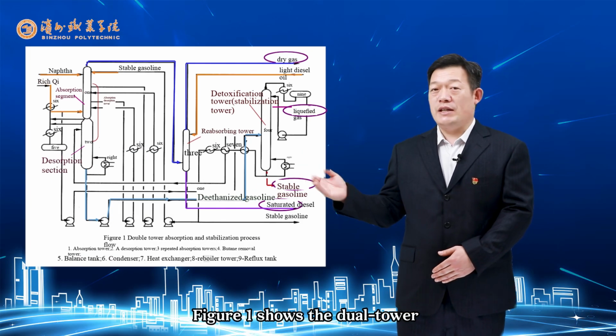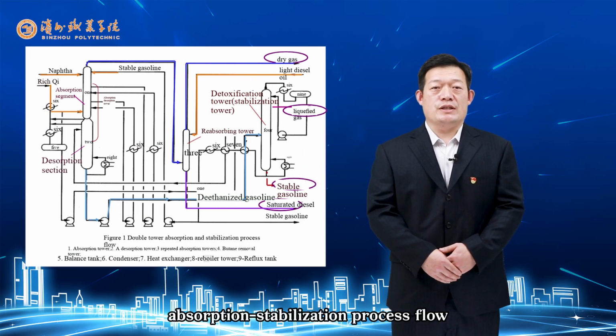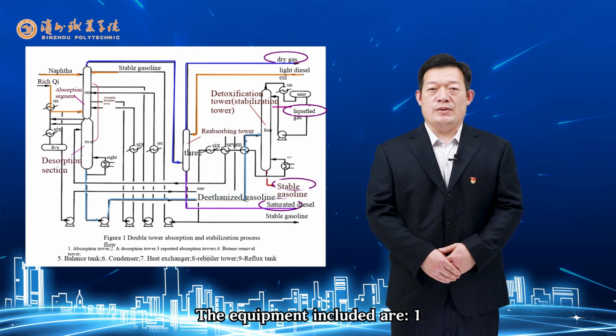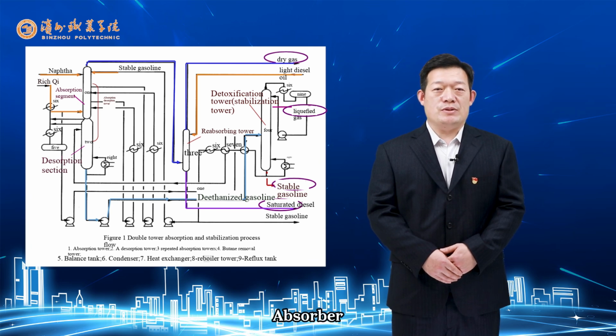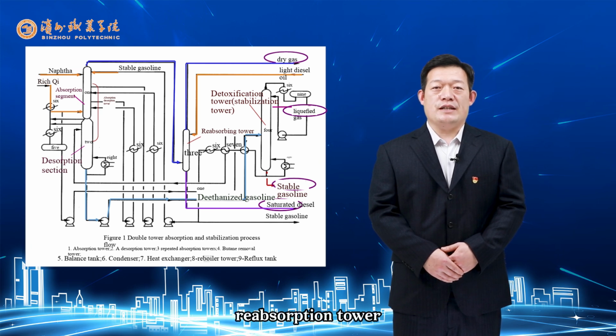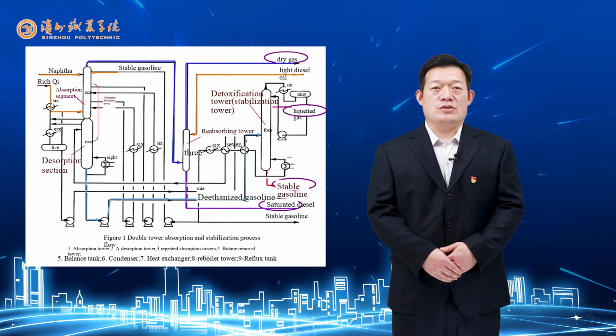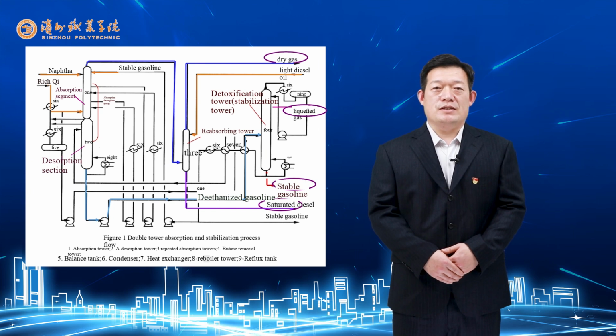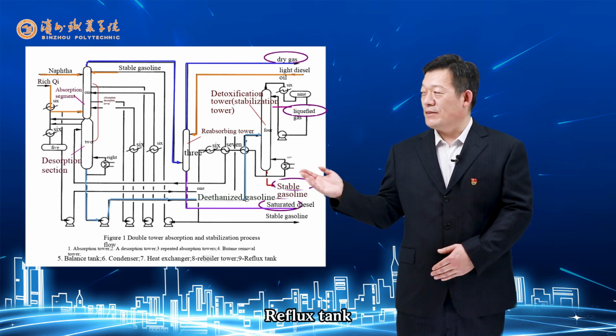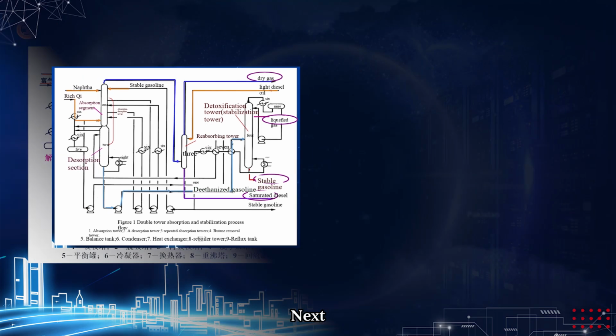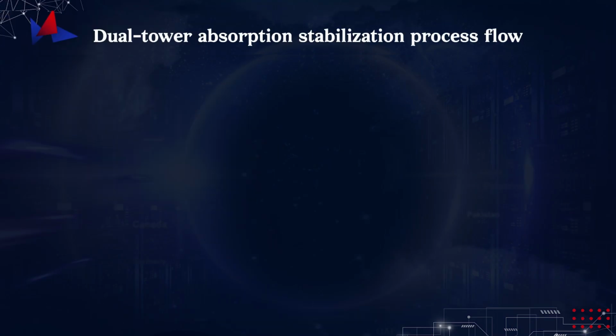Figure 1 shows the dual tower absorption stabilization process flow. The equipment included are: 1. Absorber, 2. Desorption tower, 3. Reabsorption tower, 4. Debutanizer, 5. Balance tank, 6. Condenser, 7. Heat exchanger, 8. Reboiler, 9. Reflux tank. Next, let's analyze this process flow.